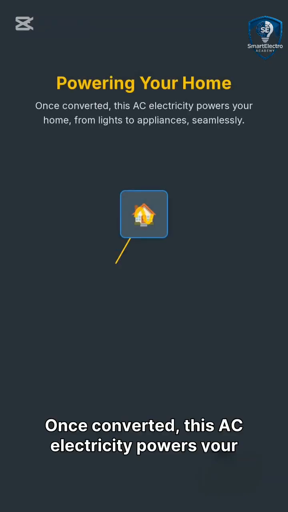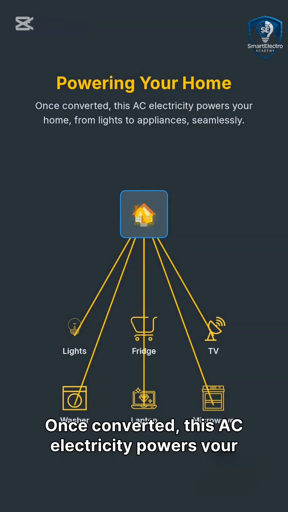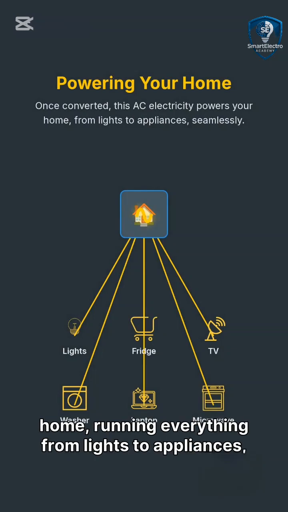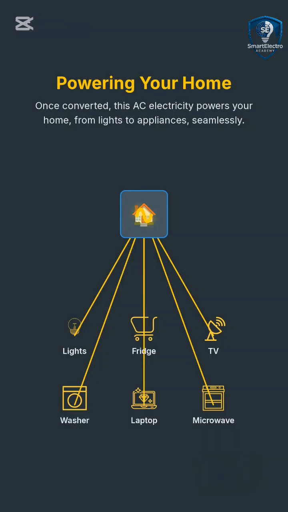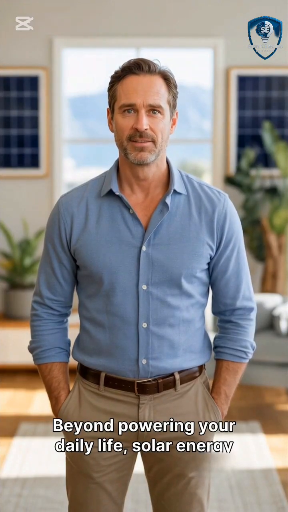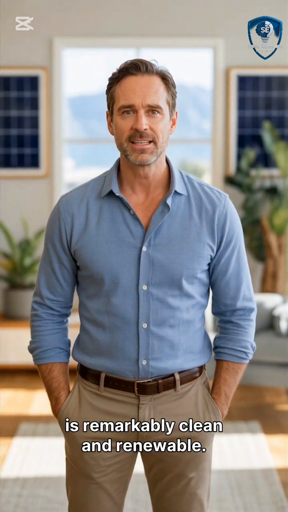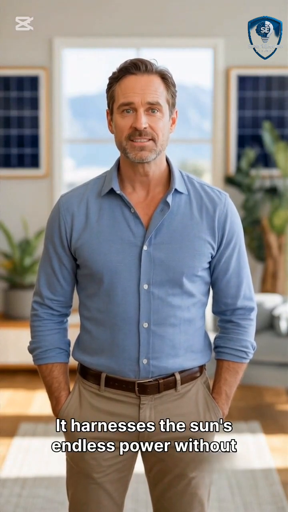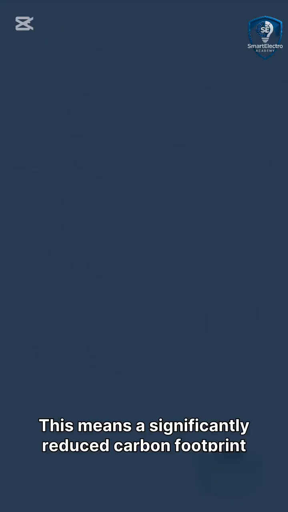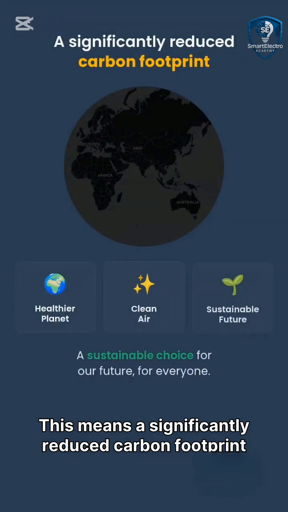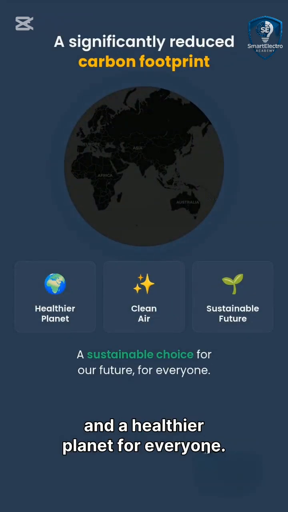Once converted, this AC electricity powers your home, running everything from lights to appliances, seamlessly integrating into your existing electrical system. Beyond powering your daily life, solar energy is remarkably clean and renewable. It harnesses the sun's endless power without creating harmful pollution. This means a significantly reduced carbon footprint and a healthier planet for everyone. It's a sustainable choice for our future.